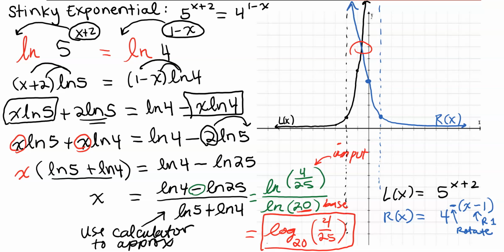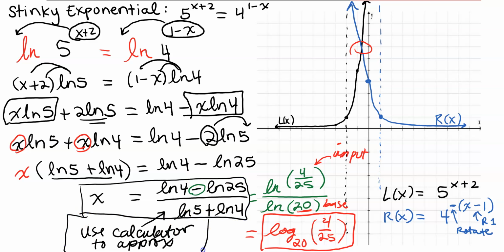So that red part could be your solution, or this black part right here could be your solution, or you can use your calculator to get an approximation if you want a decimal approximation. All right, that is how we solve a stinky log equation.